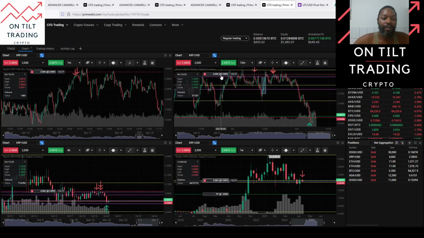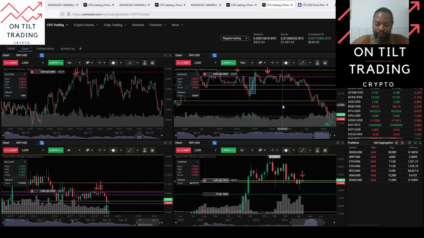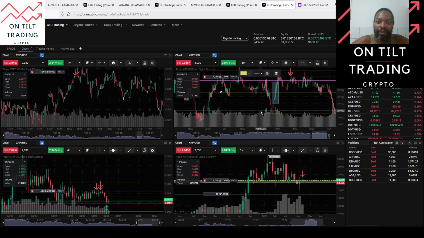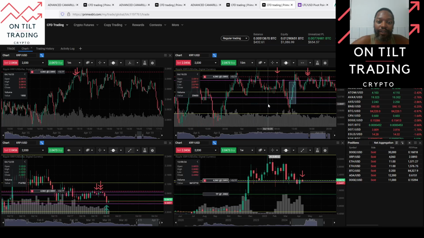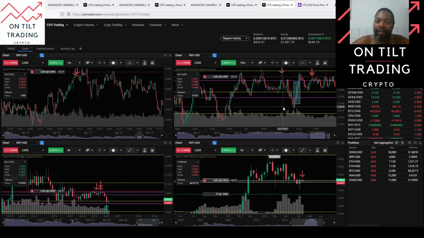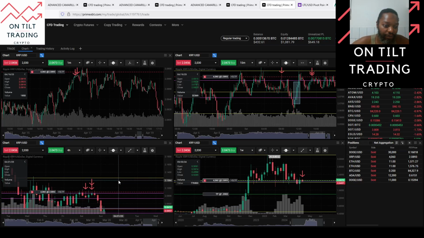So Ripple, I noticed it setting up yesterday with a market structure shift on the 15 minute. Also, it was in an area of interest on the Camarilla pivot. On the Camarilla pivots, we'll go in here on the 15, where most of the price action that I traded took place.